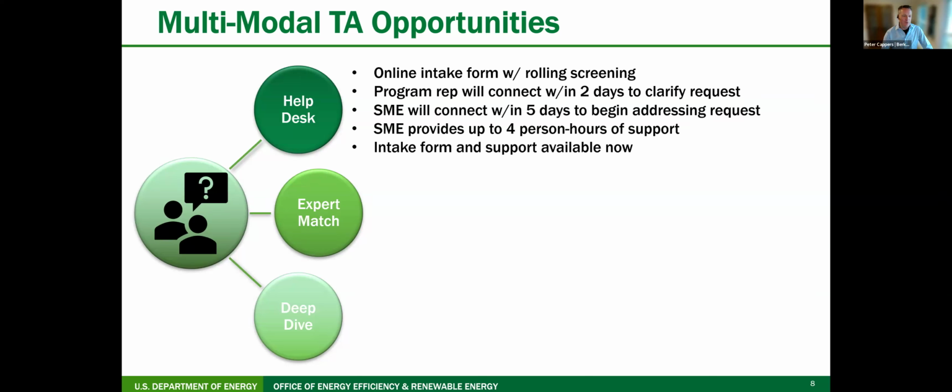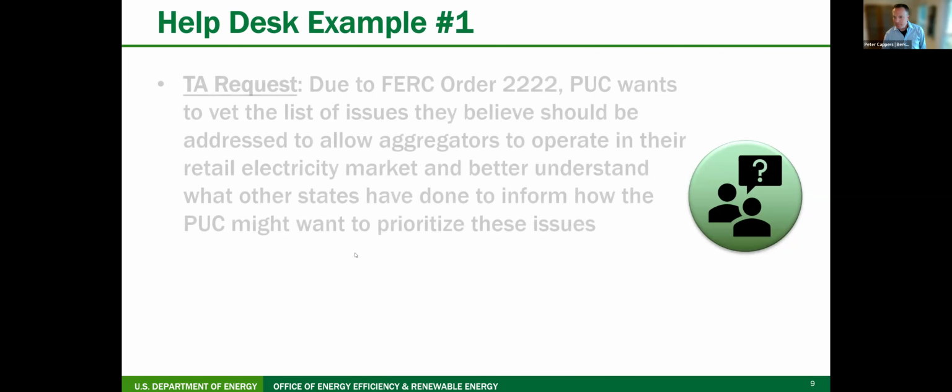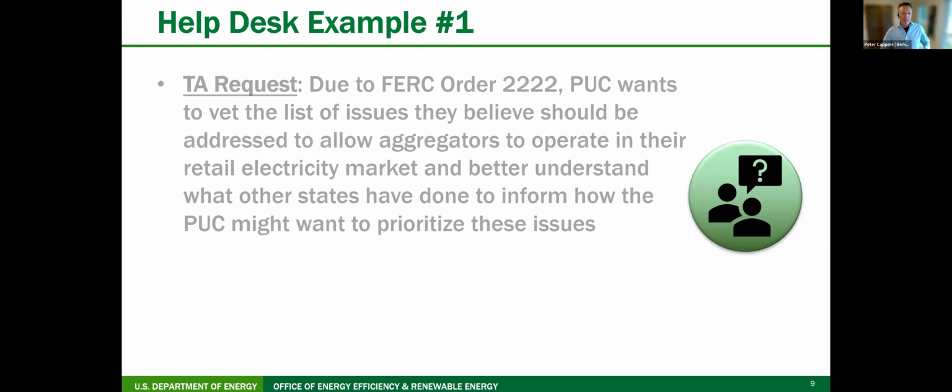Now, let me give you a few very specific examples of the types of help desk requests that we've serviced in the past. In this first example, a PUC is planning to open a proceeding in response to FERC Order 2222. That's going to require them to allow aggregators to operate in the state's retail electricity market in order to participate in wholesale market opportunities. The lead commissioner wants to vet the list of issues they have already developed and leverage the experiences of other states to see if they've missed anything, and ultimately to prioritize which issues to tackle first.